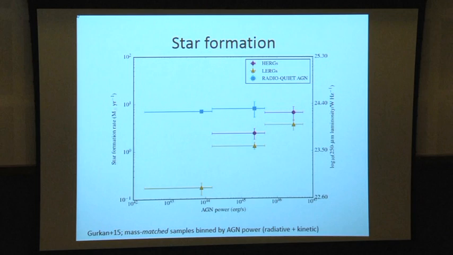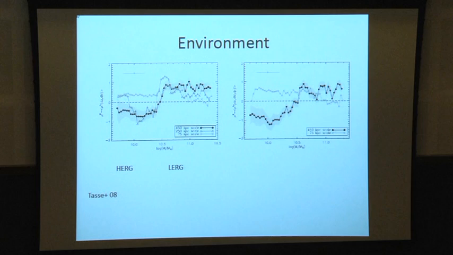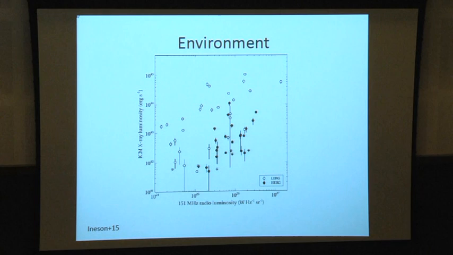Environment. The environment evidence is still a bit ratty here, I think. But for example, there's some work that Cyril Tasse did a few years ago. Basically, what we're seeing here is an overdensity plot as a function of galaxy mass, and essentially he's looking at the Herg and Lerg populations and finding that the Lergs tend to be in more massive environments. More recently, we tried to do this in the X-ray, and again, the data are pretty ratty, and we don't have as many data points as we'd like. This is the X-ray luminosity for a large sample of powerful radio galaxies as a function of radio luminosity. The Hergs are the filled points, and the Lergs are the empty points, and you can see the Lergs are systematically above the Hergs in X-ray luminosity, so basically a measure of cluster richness, across all radio powers.